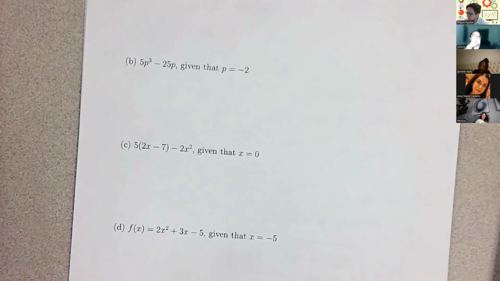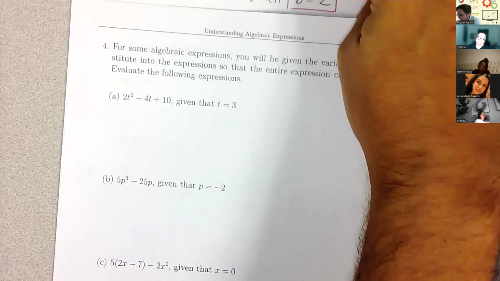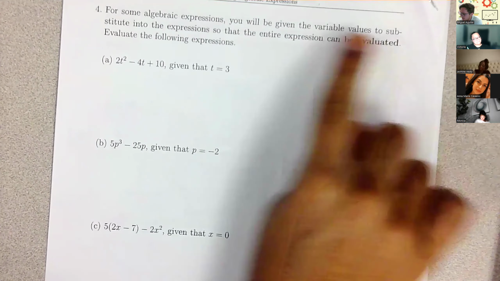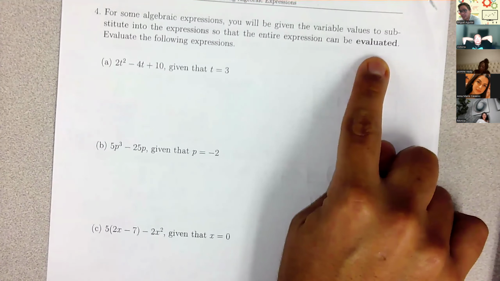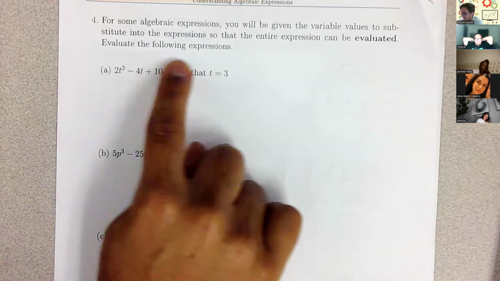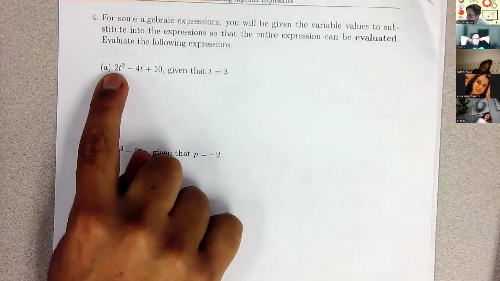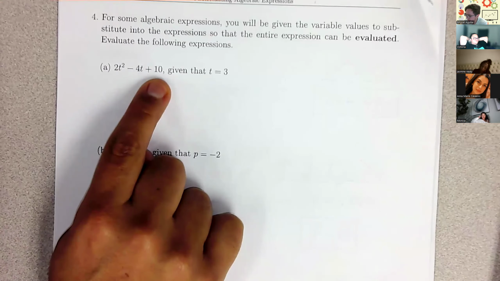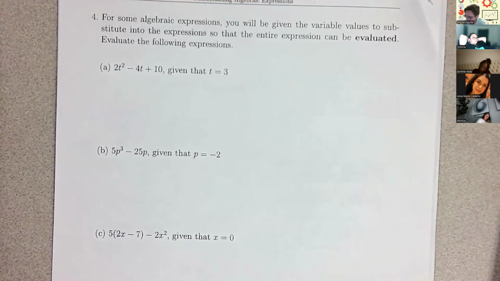Okay. These last problems are actually going to have you do some math, and I'm going to pull up the calculator to do that. So let's read the instructions. It says, for some algebraic expressions, you will be given the variable values to substitute into the expression so that the entire expression can be evaluated. Evaluate the following expressions. So here we have 2t squared minus 4t plus 10. Given that t is equal to 3.